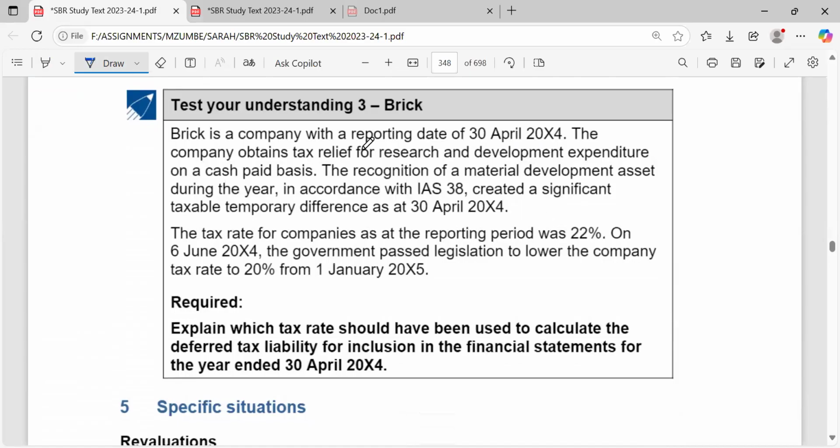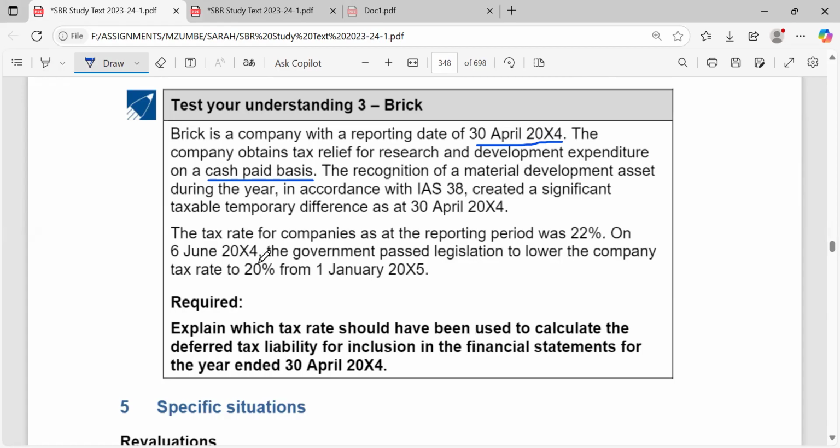Break is a company with a reporting date of 30 April 2024, so it started on 1st May 2023. The company obtains tax relief for research and development expenditure on a cash paid basis, you see. So the expenses are only recognized for tax purposes on a cash paid basis. The recognition of development assets during the year, in accordance with IAS 38, created a significant taxable temporary difference as of 30 April 2024.